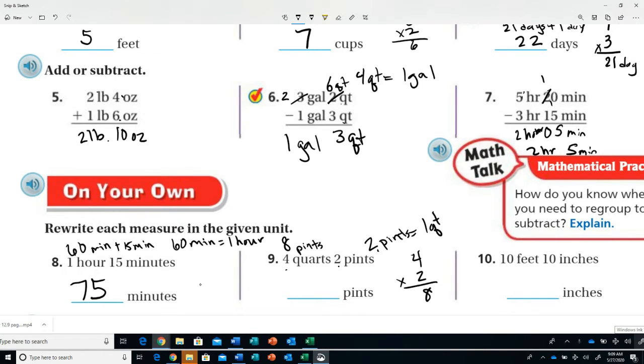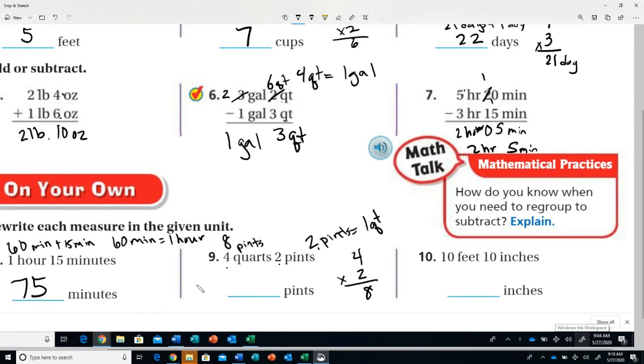And then I'm simply going to add it to the 2 and come up with an answer here, which I'm going to let you do on your own because it is that easy. All right, number 10, 10 feet, 10 inches.